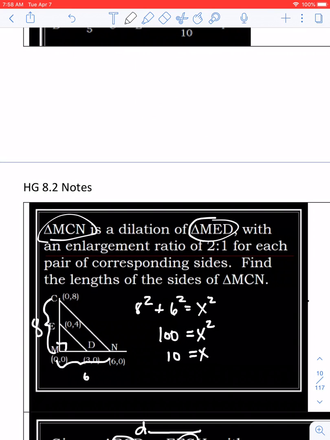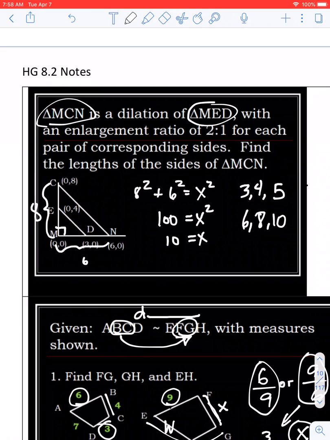Keep in mind we could have also used what's known as a triple. That is, if you know two sides and they both happen to be legs, and they're 3 and 4, then we know that the hypotenuse has to be 5. And if I multiply those all by 2, we have a related triple, 6, 8, 10. All right.